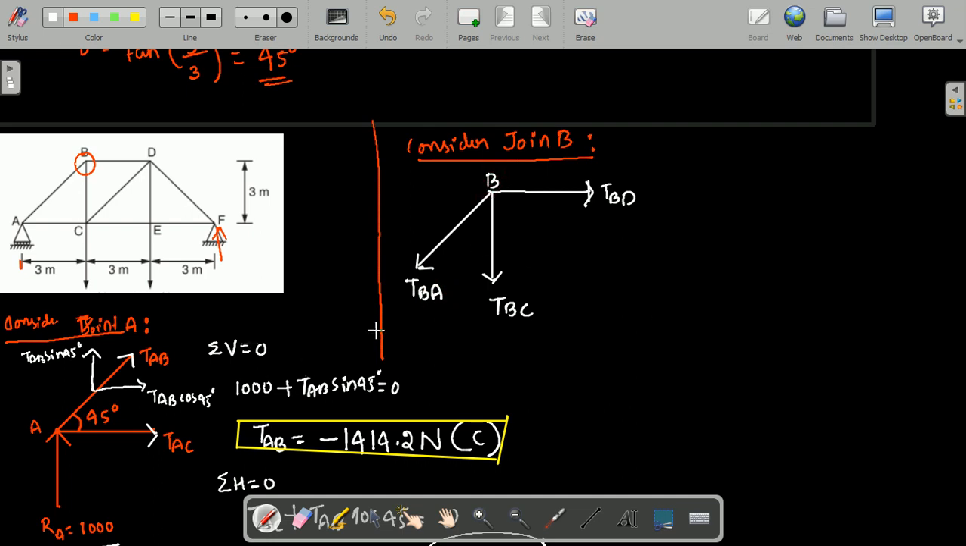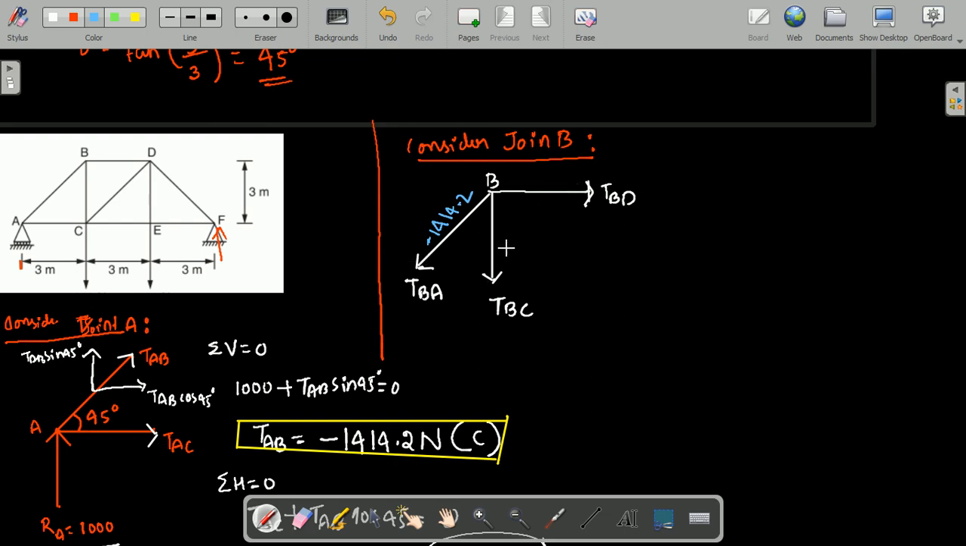So now just observe, by the previous calculation we are already having the value of TAB. TAB and BA are same. TAB value we are already having, that is minus 1414.2. Just I will write the value here, that is the value of this TAB, minus 1414.2 is our TAB value, already we are having.